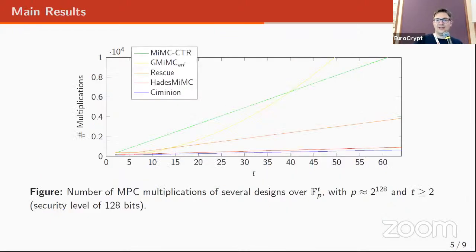I've tried to visualize that in this figure. What you see here is on the y-axis the number of field multiplications, and on the x-axis you see the number of ciphertexts that are being generated. And the thing that I want to highlight here is that actually the design that comes closest to CMINION under the assumption that the key schedule is computed offline is this Hades-MiMC scheme.